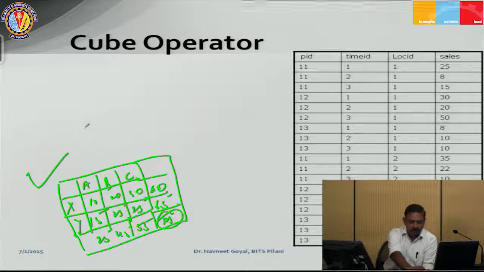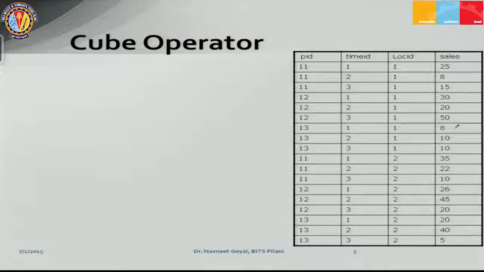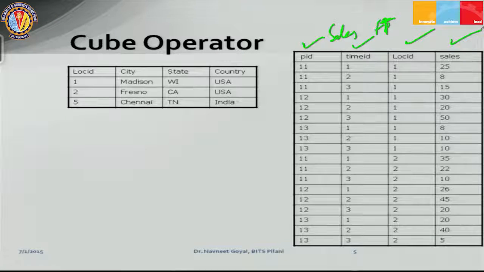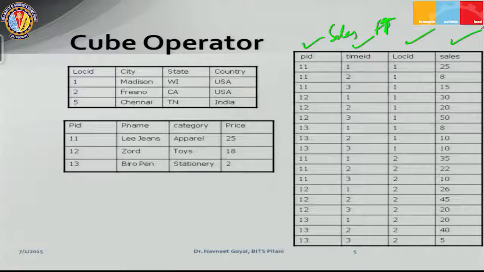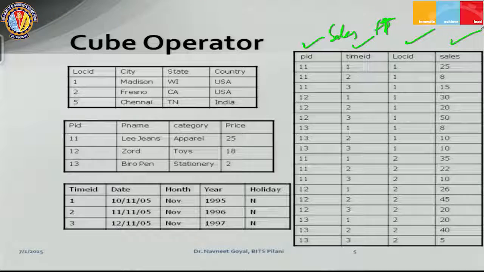So this is my sales fact table. It has product ID, time ID, and location ID, and there is a sale volume or a sale amount, right? And then you have a location ID. So I'm giving you a schema. For location ID, there are 3 cities in 3 different states and in 2 different countries. Then product ID, there are 3 products that I'm talking about, and 3 dates that I'm talking about, 10th, 11th, and 12th of November, right?